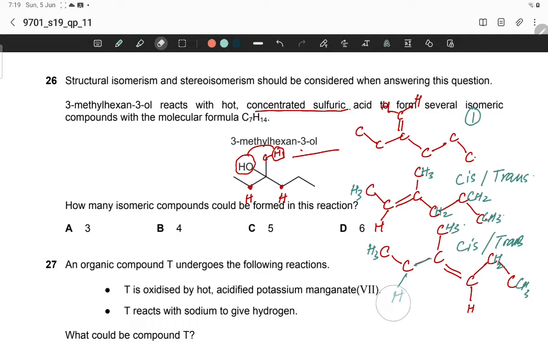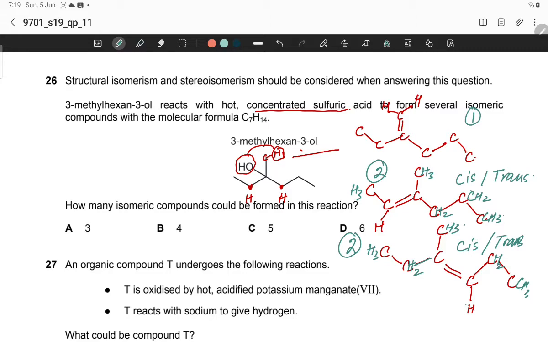CH2. So each double bonded carbon has two different groups, CH2, CH3 and CH3. This is another different group, and this double bonded carbon has H, CH2 and CH3. So two possible structures with this compound, two possible structures from this compound by having cis-trans isomer and cis-trans isomer.